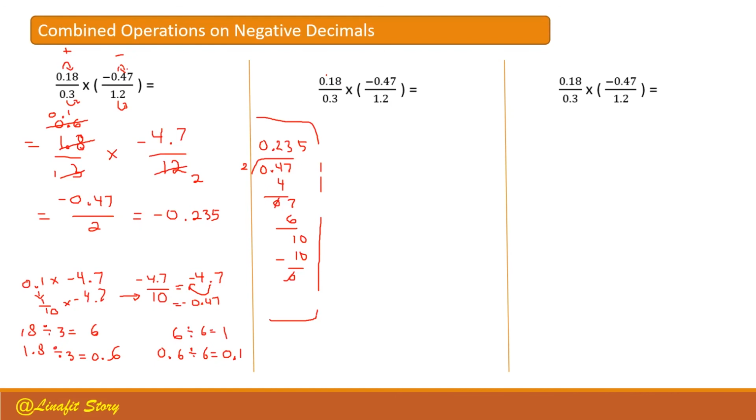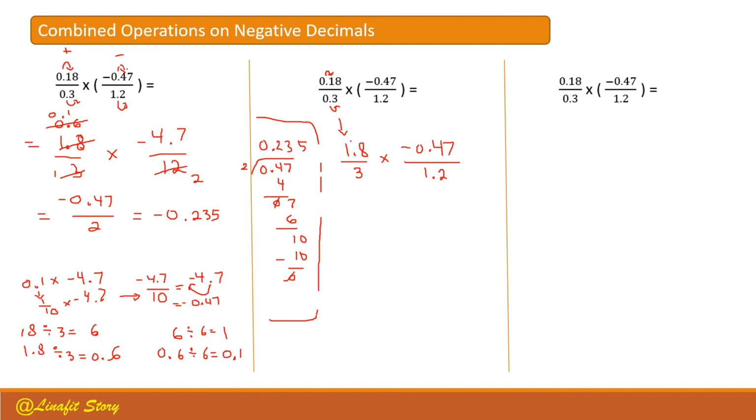Move the decimal place one step to the right, only for the first fraction. So this is 1.8 out of 3 times negative 4.7 out of 1.2. Then you will cancel between 1.8 and 1.2.